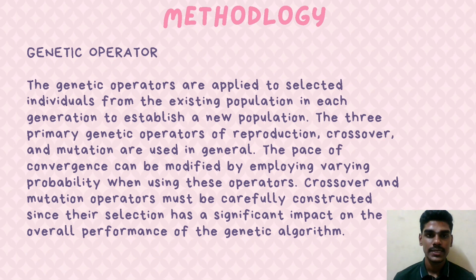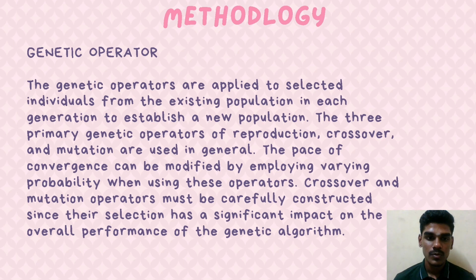The second is the genetic operator. The genetic operators are applied to selected individuals from the existing population in each generation to establish a new population. The three primary genetic operators of reproduction, crossover, and mutation are used in general. The behavior can be modified by employing varying probability when using this operator.